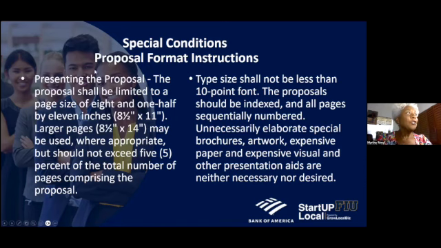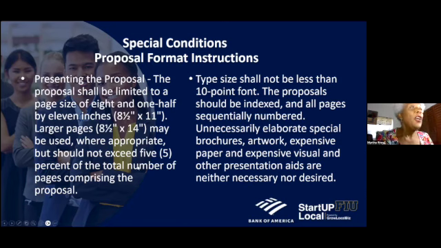And yeah, so they're going to let you know. They want it on 8.5 by 11. That's what they want. You may use 8.5 by 14 where it's appropriate, but it shouldn't be more than 5% of the total number of pages. And that's how critical and detail-oriented things are.